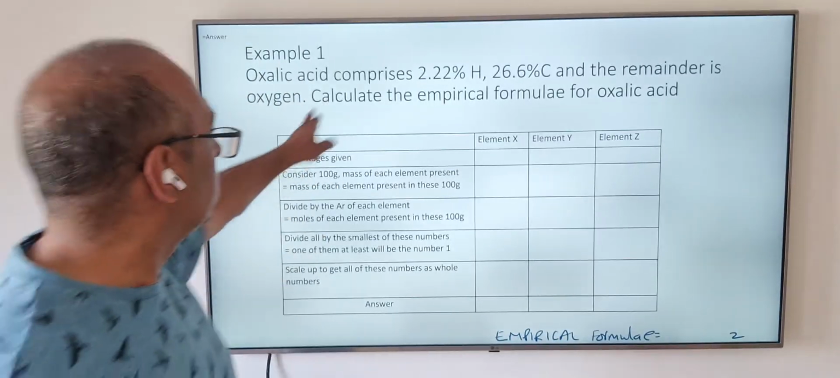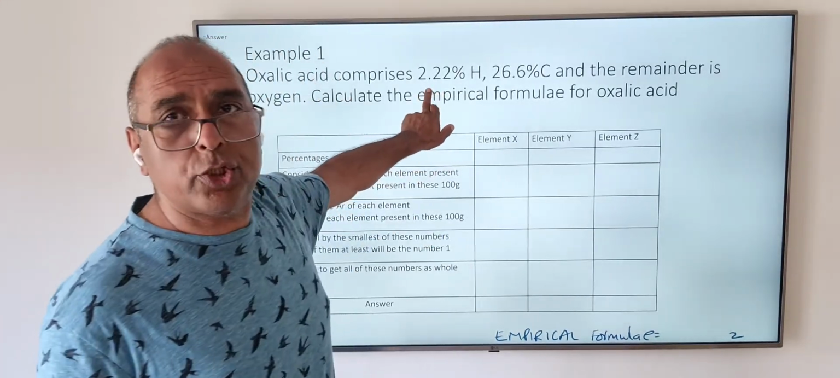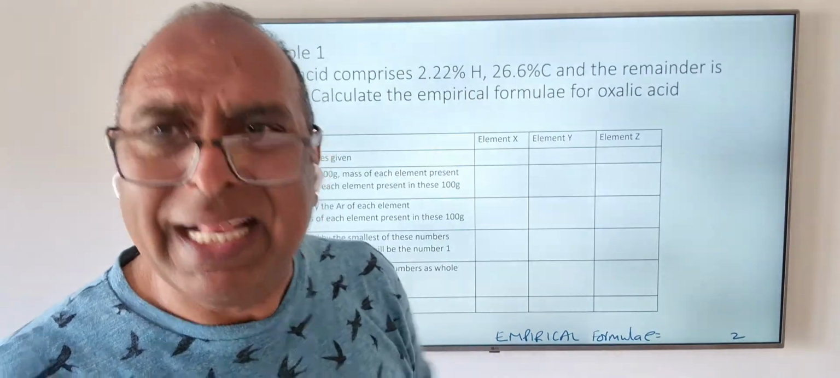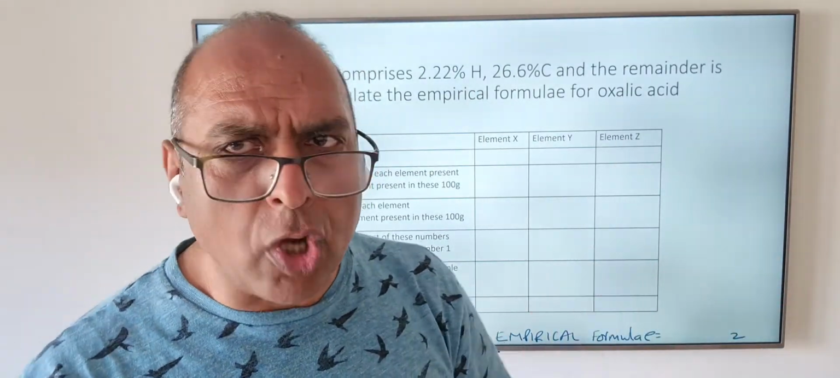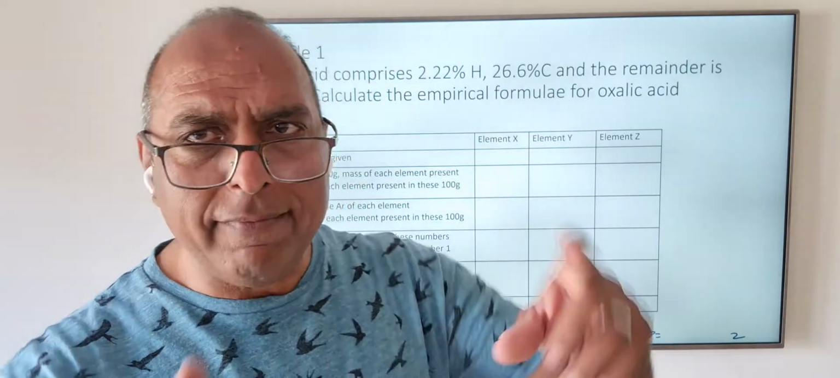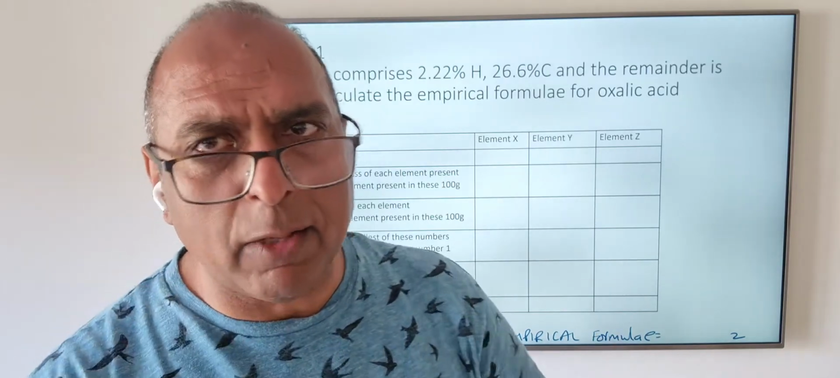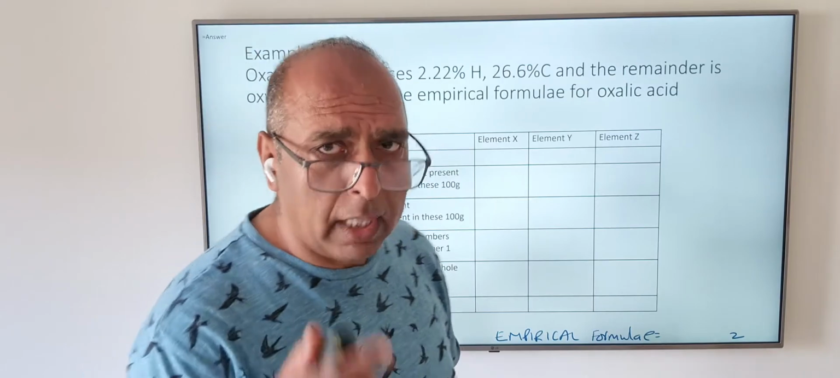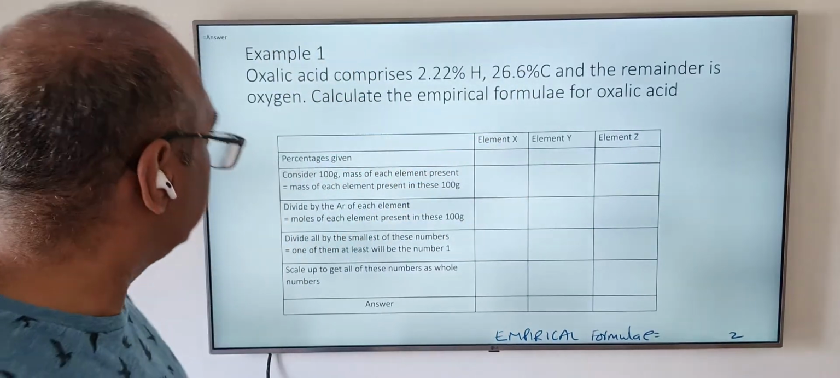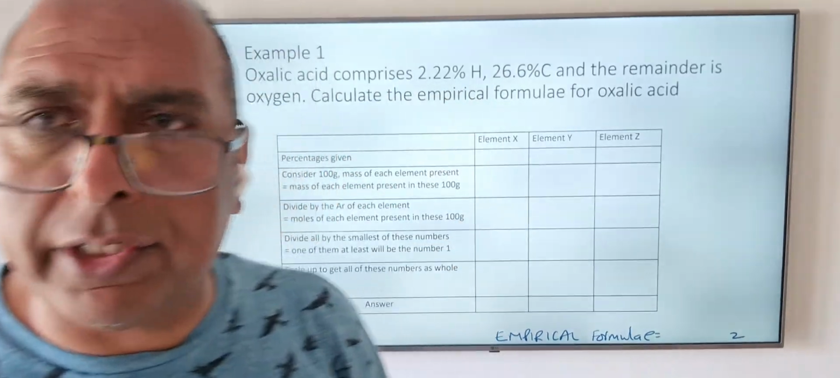Oxalic acid comprises, means it's made up of, 2.22% hydrogen. That's by mass. When it says that, it means by mass, and it means roughly. These don't have to be spot on. They're normally experimental data and they are almost spot on. But don't let the fact that they're a little bit out confuse you, as you'll see. 26.6% carbon by mass and the remainder is oxygen. Calculate the empirical formula. Standard question.